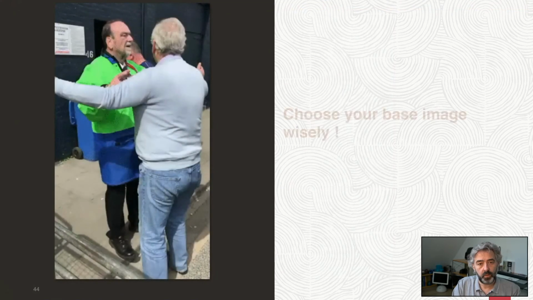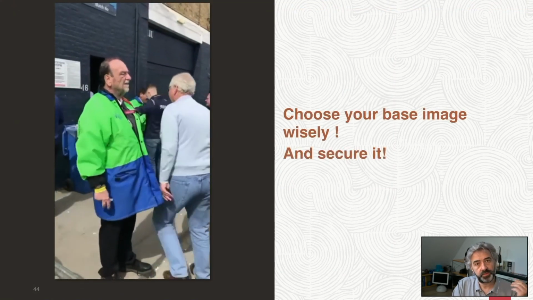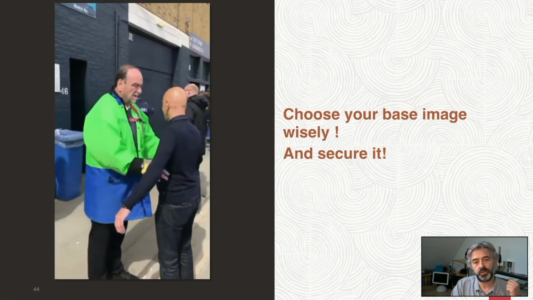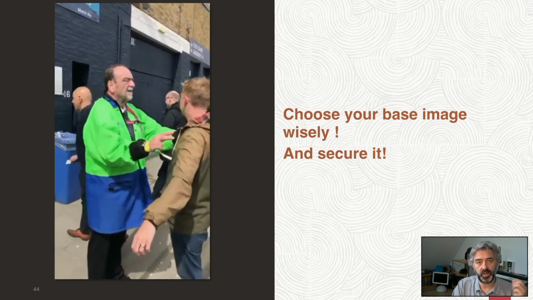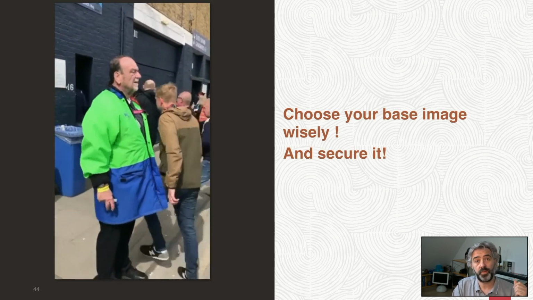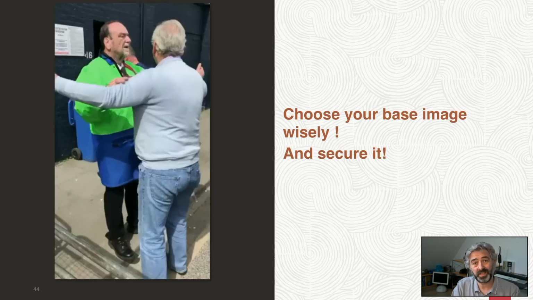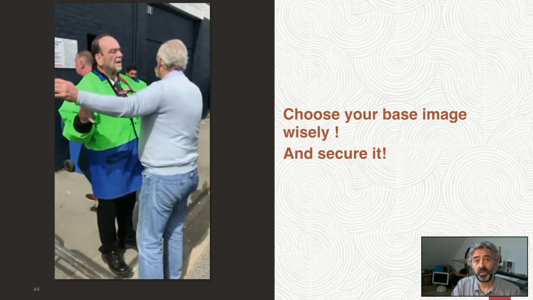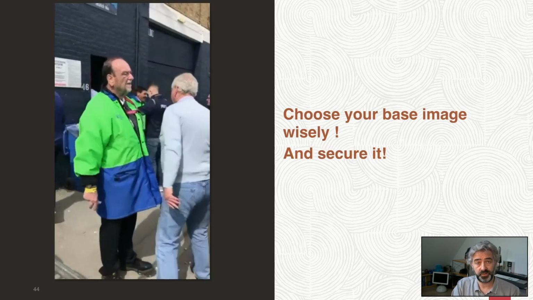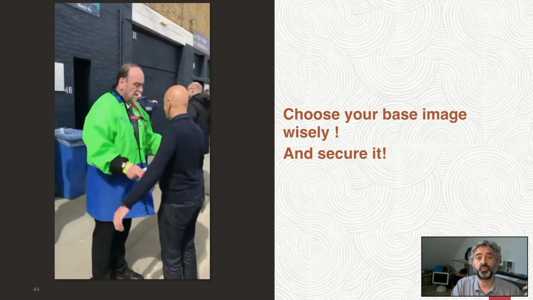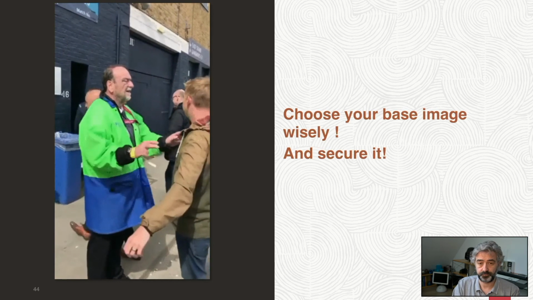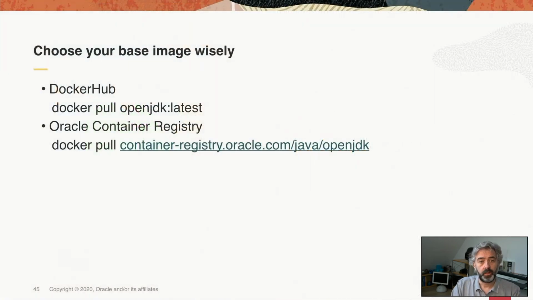So basically, what I want to say here is that you should really choose your base image wisely. It's pretty easy to take any random Docker image and build your stuff on top of that, but that's clearly something that you shouldn't do. Not only should you really consider which base image you are using, you should also secure it. So choose your base image wisely.